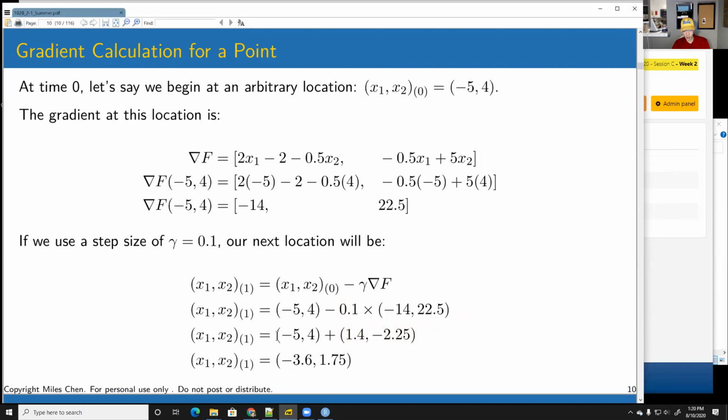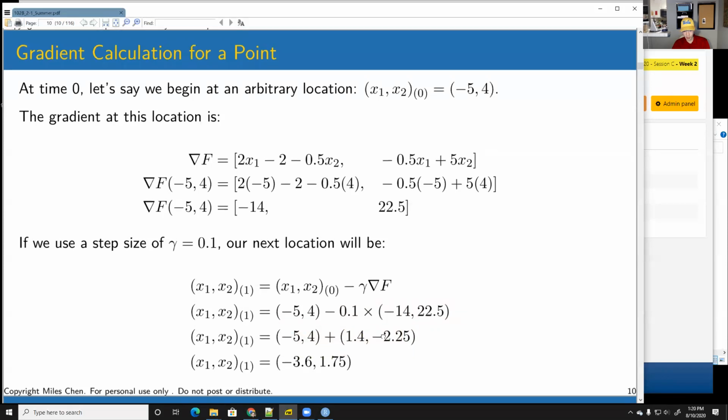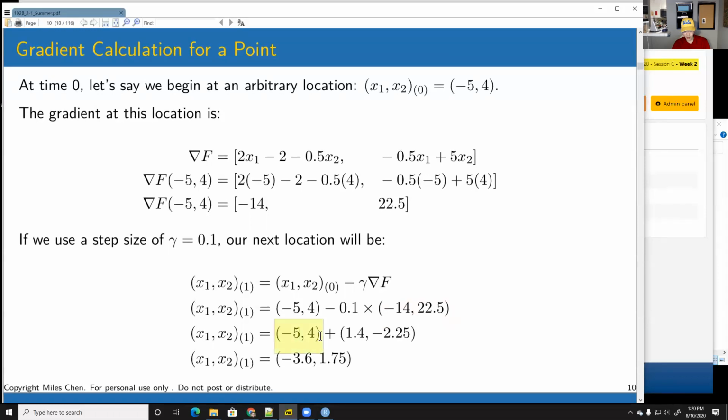So now I'm going to add this vector onto this vector. And so -5 plus 1.4 is -3.6. And 4 minus 2.25 is 1.75. Right?